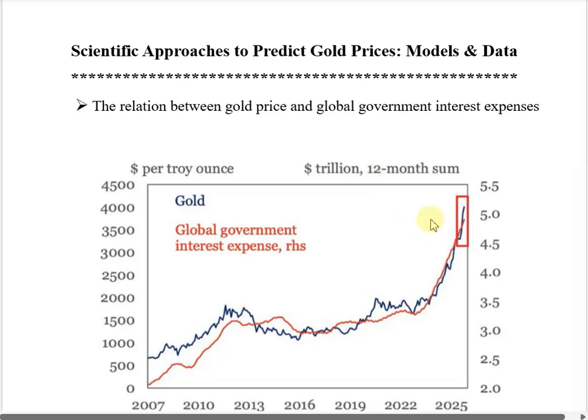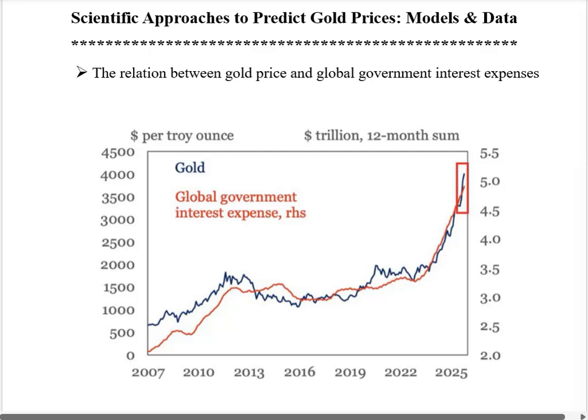The second method: the relation between gold price and global government interest expenses. Please pay attention carefully. In the figure you can see the changes in the price of gold from 2007 to 2025, along with the changes in the global government interest expenses. The horizontal axis shows the years, the left-hand vertical axis indicates the gold price, and the right-hand vertical axis shows the global government interest expenses.